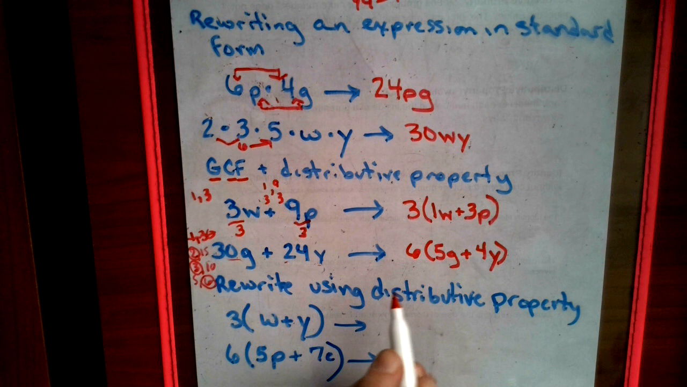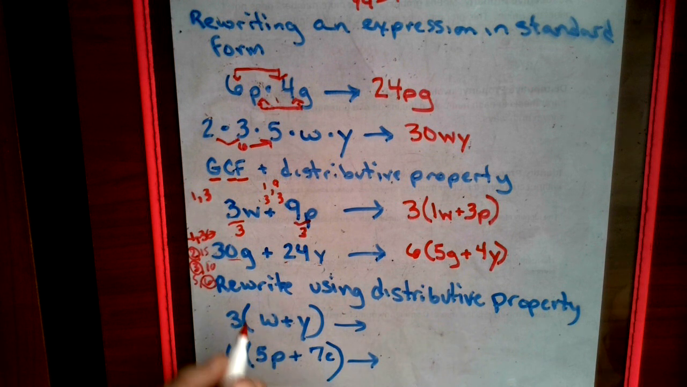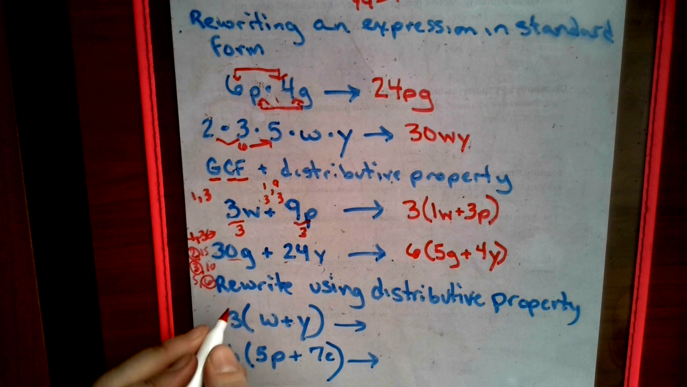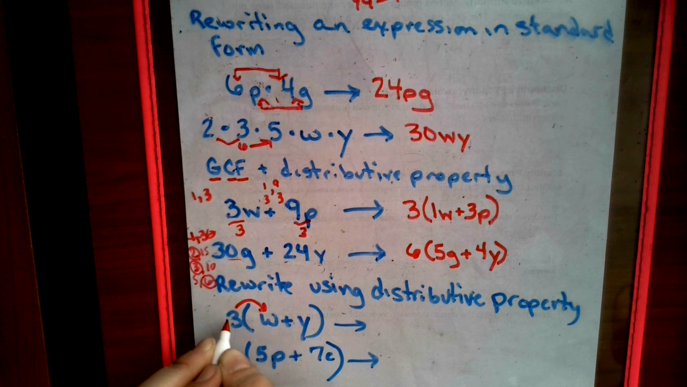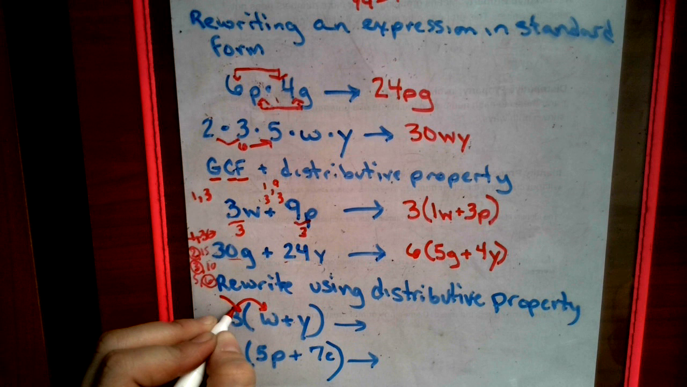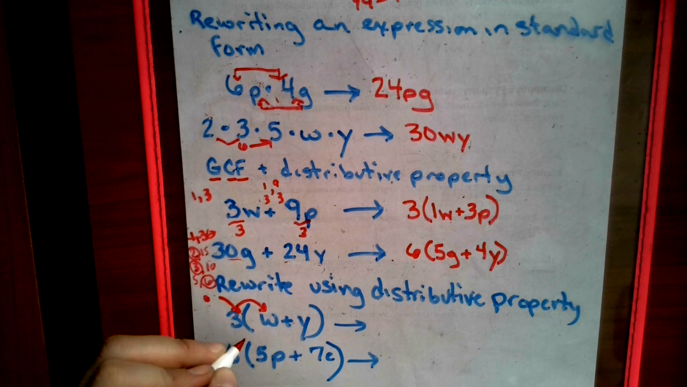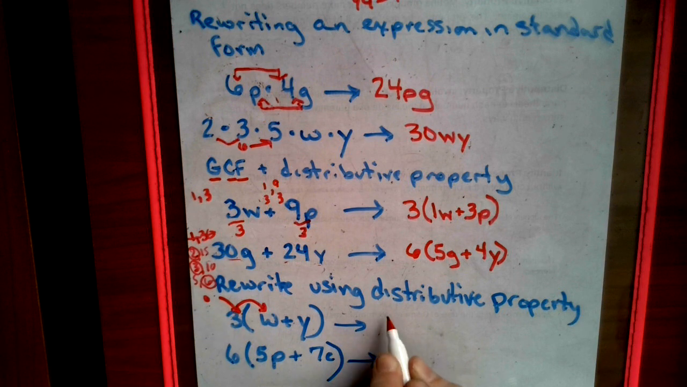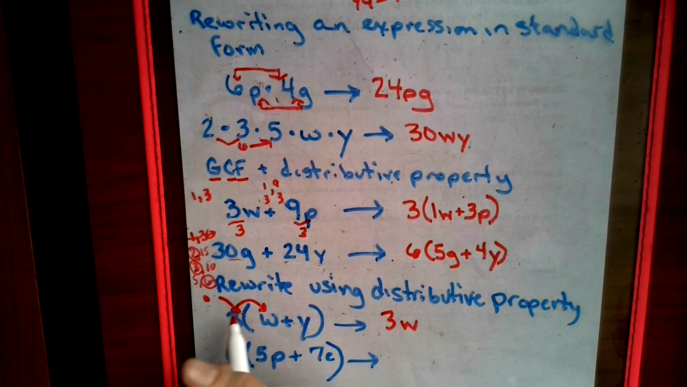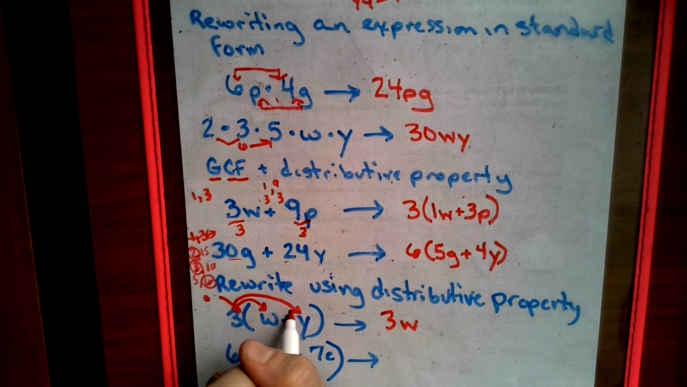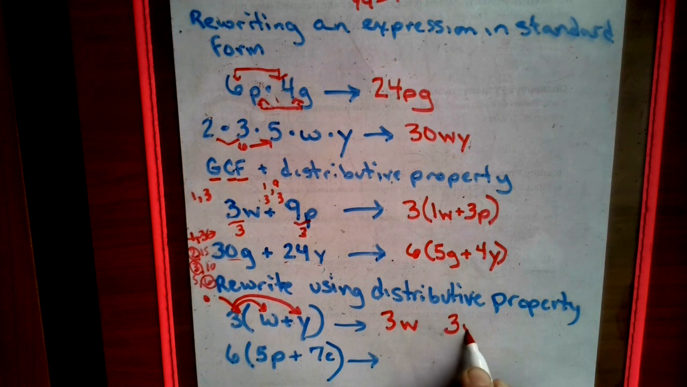Rewrite using distributive property. Now the problem with this piece is that most kids can get this piece. So we're taking the 3 and we're giving it to the W by means of multiplication. There is no sign. That means times. So 3 times W is 3W. 3 times Y, 3Y.